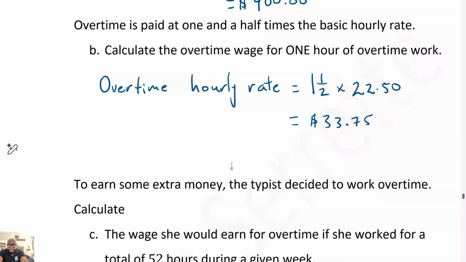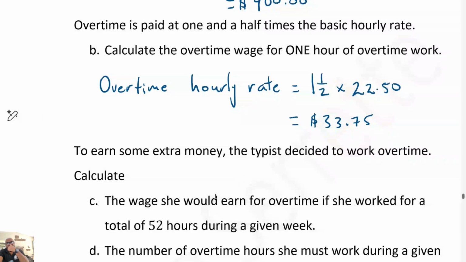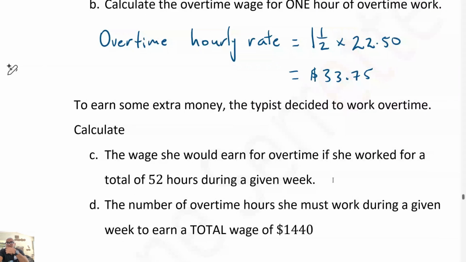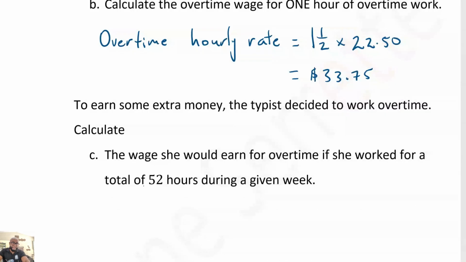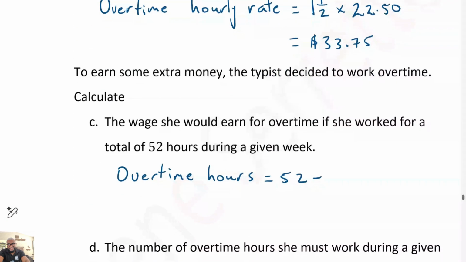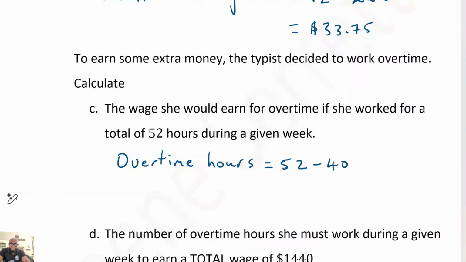To earn some extra money, the typist decided to work overtime. So the wage she would earn for overtime if she worked for a total of 52 hours during a given week. So if she worked for 52 hours, her overtime hours would be equal to 52 minus how much is our basic week? How many hours is she working for in our basic week? You remember? 40. Your memory is good. 40. So how much would be the overtime hours? 12 hours, right? Everybody good there?